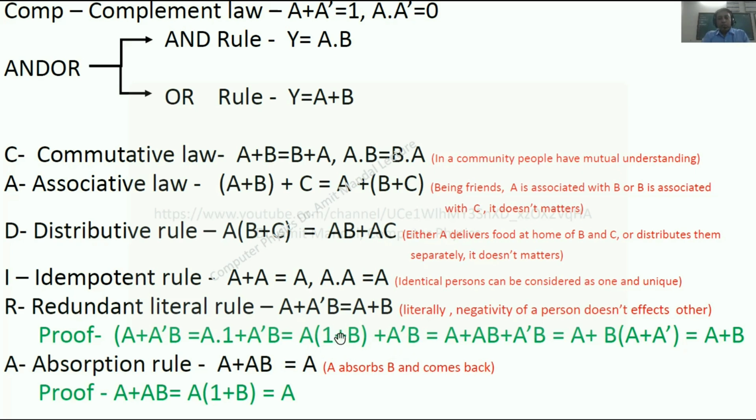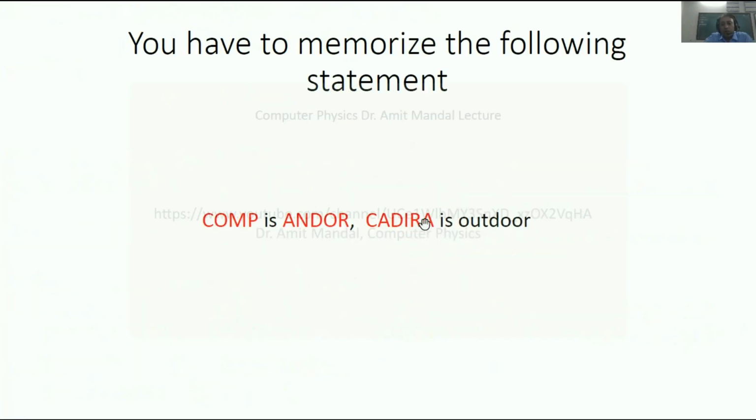Now in case you open the bracket by distributive law, so A plus AB plus A complement B. Now from here we can take B common, so inside it A plus A complement. A plus A complement is 1, we know this, so that is equal to A plus B. This is the redundant literal rule, and we have proved it.